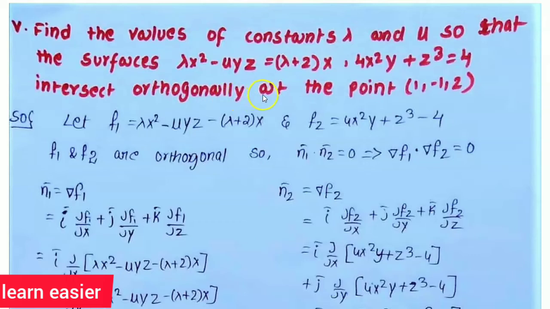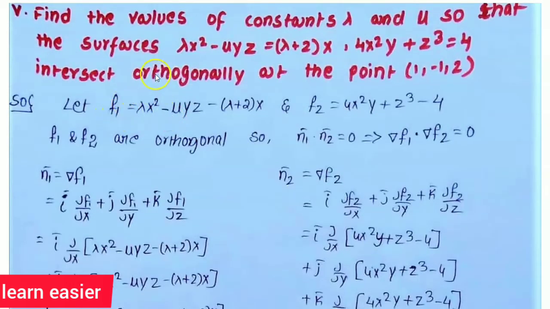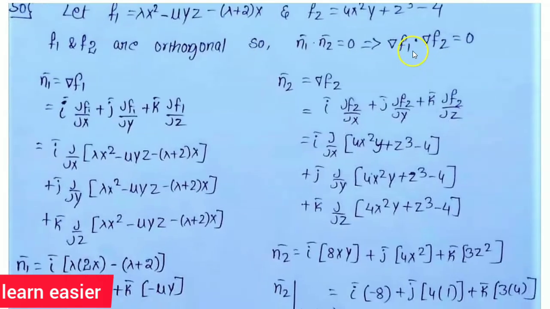So let's start this solution. We take this function as f1 and this function as f2. So we get f1 as lambda x square minus mu yz minus lambda plus 2 into x. And f2 is equal to 4x square y plus z cube minus 4. As given in the question, f1 and f2 are orthogonal, so n1 bar dot n2 bar is equal to 0. That means n1 bar is del f1 and n2 bar is del f2. So del f1 dot del f2 is equal to 0.